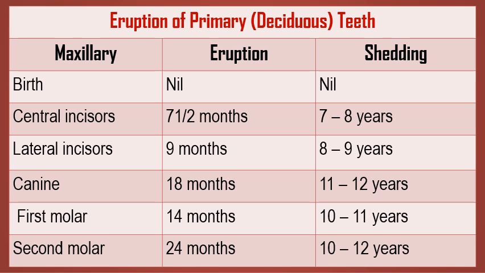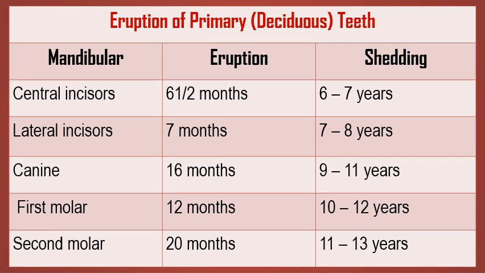And the second molar is when the child is 2 years old. It is the eruption time of the second molar, and the shedding time is around 10 to 12 years. So this is the maxillary part, the teeth eruption and shedding time period.